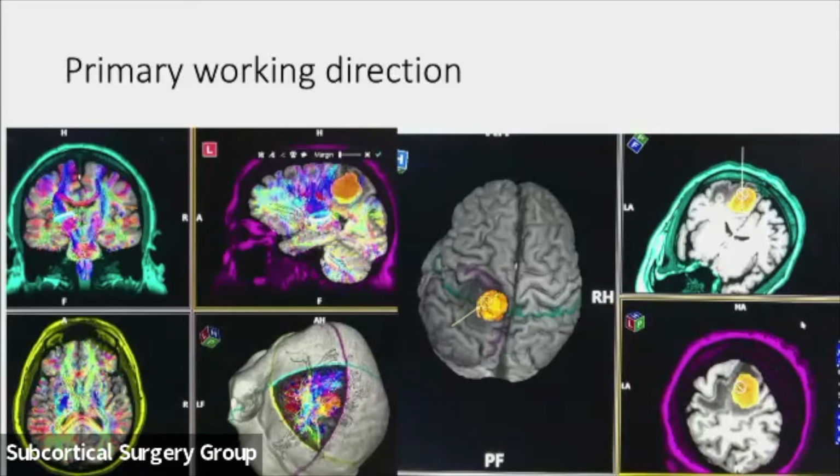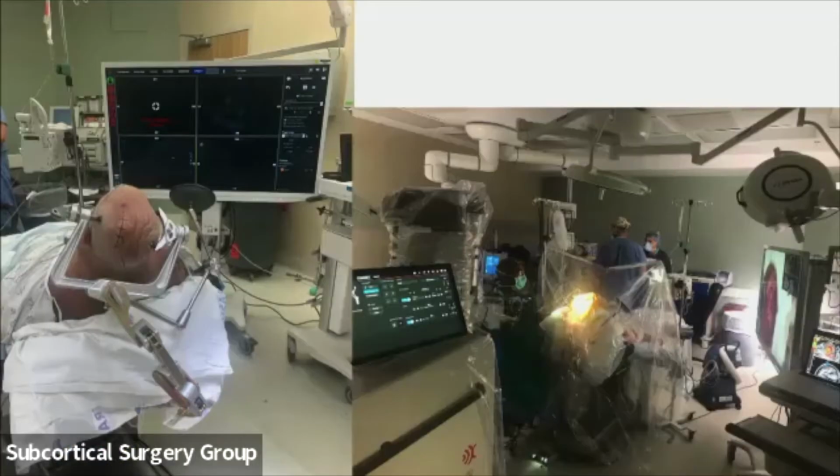Now, for primary working direction, this was a case with parietal metastasis. When I plan out the case, I'm going to be working from superior to inferior and kind of a bit lateral to medial. So that's going to determine how I set up the room for the case. And here we are with the tumor that you can see is just behind motor fibers and motor cortex. So here's our OR setup.